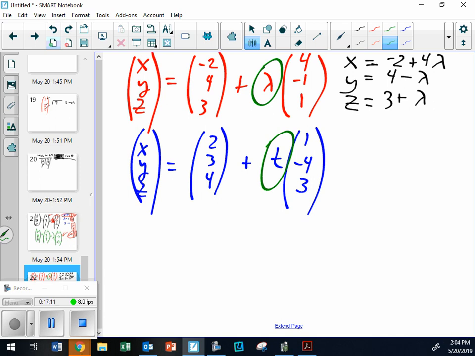Okay, so now the blue ones, I'm going to make x equals 2 plus t and y equals, you should be able to finish this if you know what I'm doing. Go ahead and finish. You have 6 equations. The hard part is, what do you think I'm going to do next?